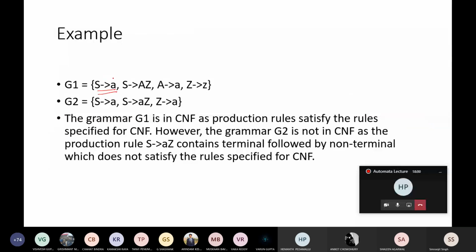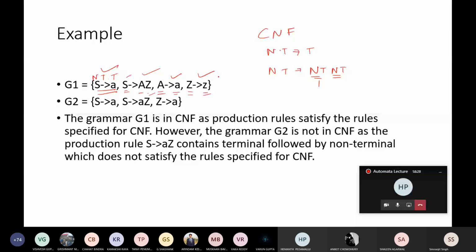Okay, so you're seeing that the CNF is: a non-terminal tends to a single terminal, or a non-terminal tends to two non-terminals. This is one, this is two. So this is a non-terminal tending to a single terminal, that is fine. A non-terminal tending to two non-terminals, that is also fine. A non-terminal tending to a terminal, that is also fine. A non-terminal tending to a single terminal, that is also fine.